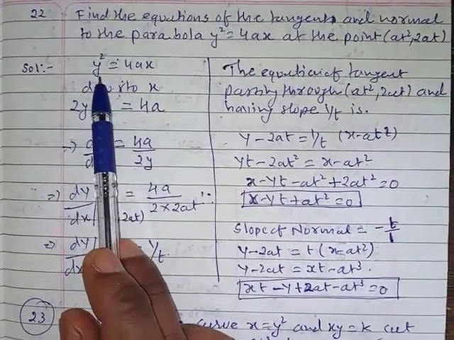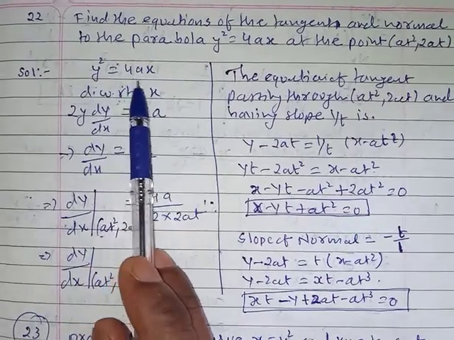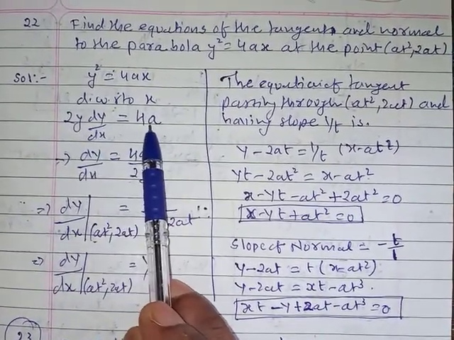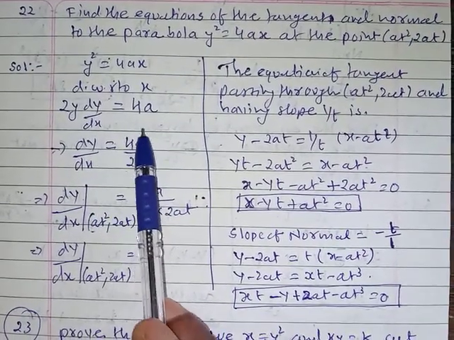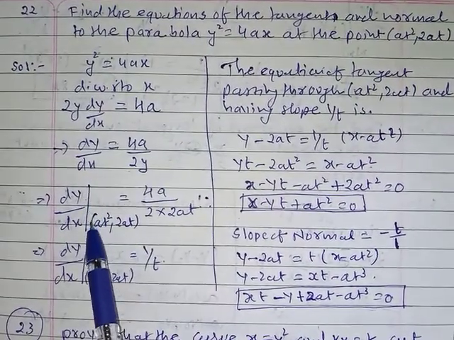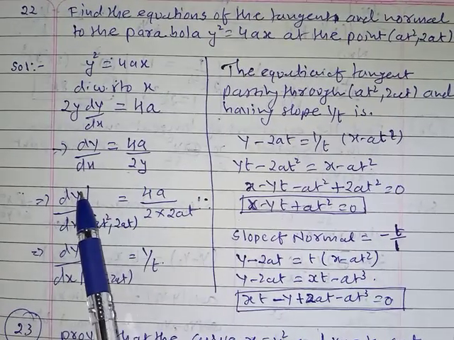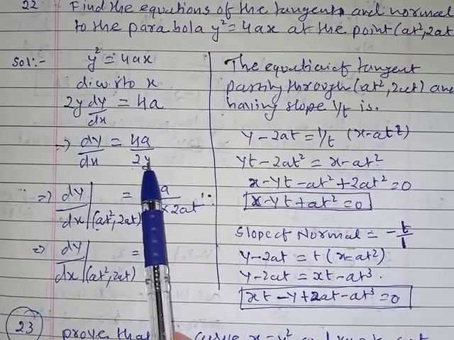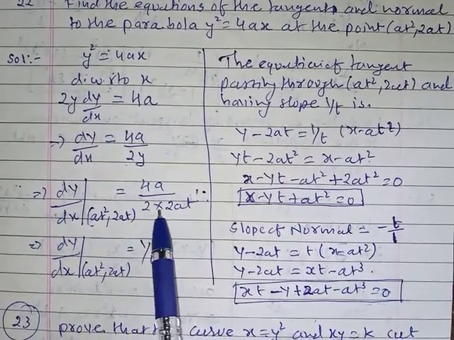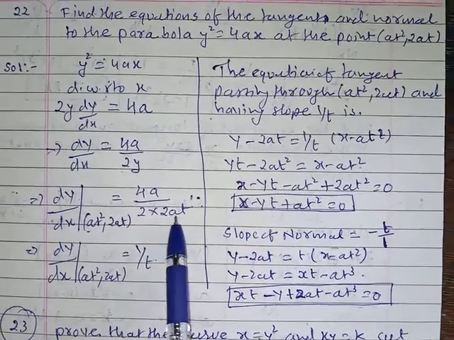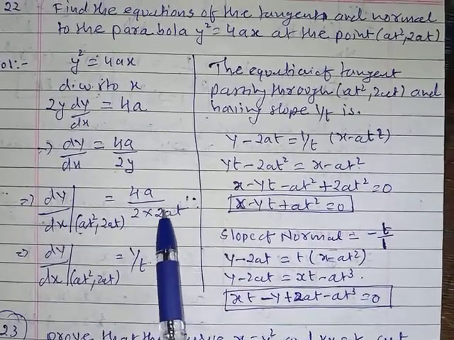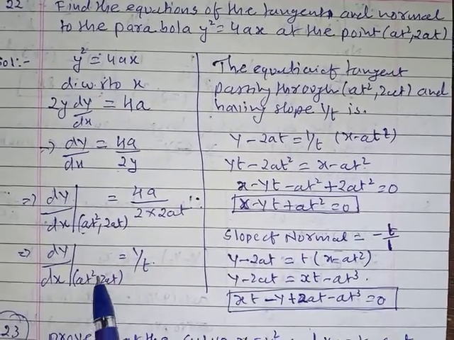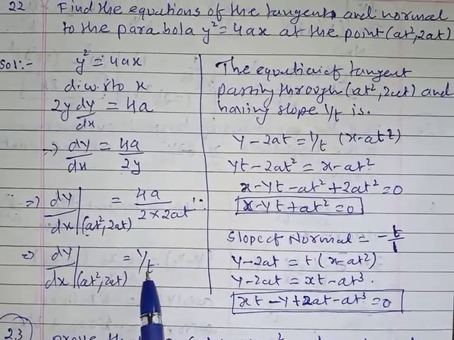So let's say y square is equal to 4ax. Then 2y dy by dx is equal to 4a, so dy by dx is equal to 4a upon 2y. So dy by dx at (at square, 2at): substitute the value of y here, only y, there is no x here. So substituting 2at, the 4 will cancel out, the a will cancel out, and it will be 1 upon t. So dy by dx at (at square, 2at) is 1 upon t.